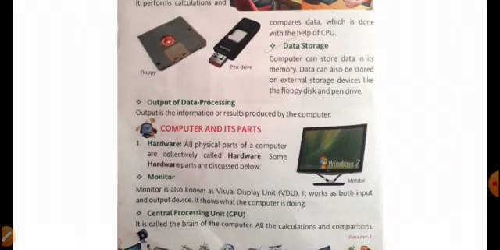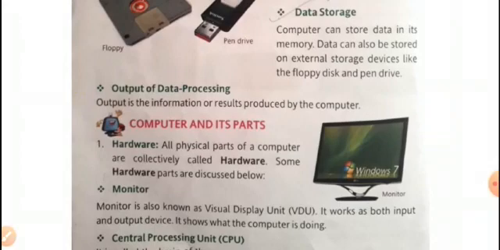Then computer and its parts. Mainly there are two types of parts of the computer: first hardware and second software. Let us see about the hardware. All the physical parts of a computer are known as hardware. Physical parts, or the parts which we can touch, are the hardware. Some hardware parts are discussed below.